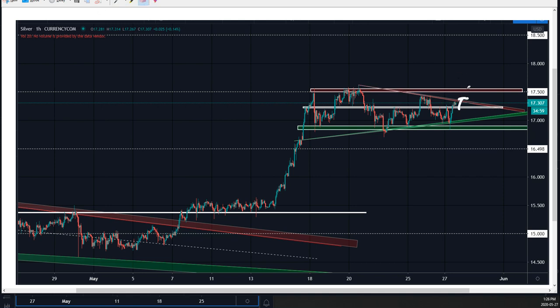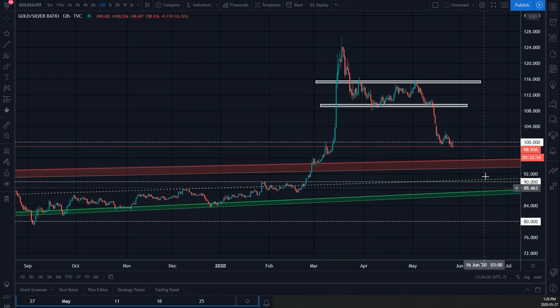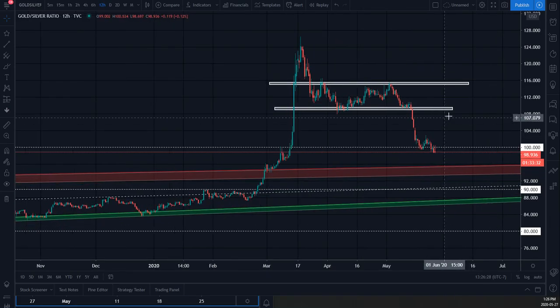But before that, I'm not going to be doing anything. I'm not going to be entering early because it still has not broken our main level of resistance. But why am I still so bullish on silver? It is because of the gold and silver ratio.